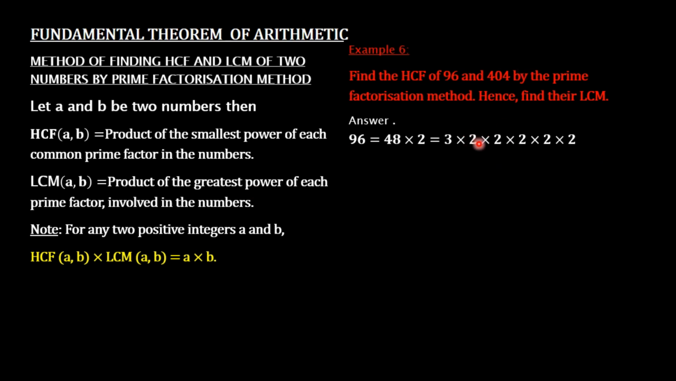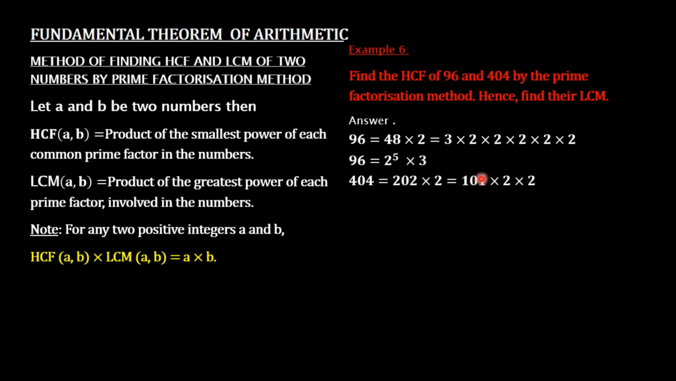What is the next step? We have to count how many prime factors are here. 2 has 5 prime factors and 3 has only 1. Then we rearrange it as 96 equals 2 raised to 5 into 3. Then what about 404? 404 equals 202 into 2, that is 101 into 2 into 2.